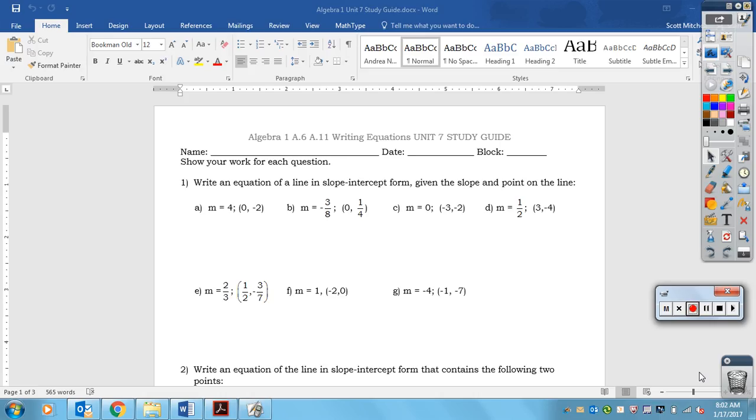This is the study guide answer key for Unit 7 in Algebra 1, writing equations. Writing equations in slope-intercept form, which we do most of the time, a little bit of point-slope form, and a little bit of standard form. I know that some of you do each of these questions different ways, so I'll try to mix it up and show you the different ways that we could do these problems.